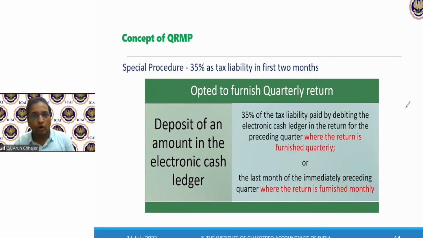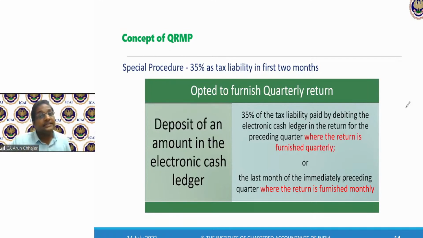Now the next point, let's say I am under QRMP for July to September quarter. I am trying to calculate the amount of taxes which I have to pay for M1 and M2. Because I am calculating under the fixed sum method, I have to check the previous frequency. Assume that in the previous quarter you were under the monthly scheme.